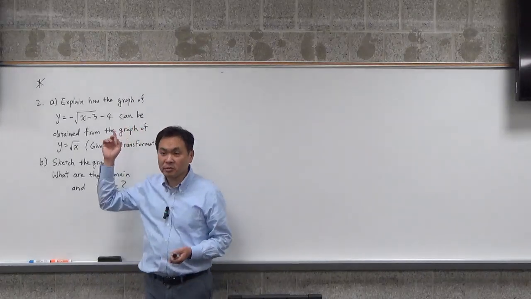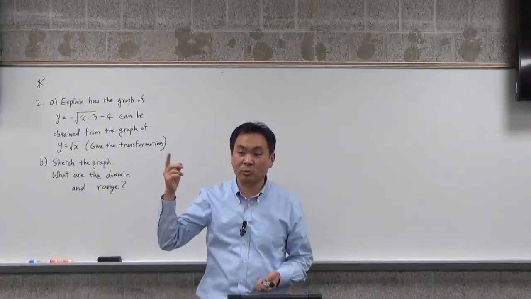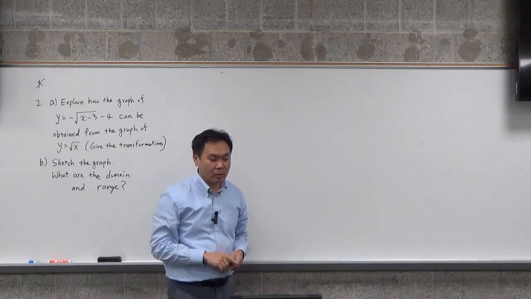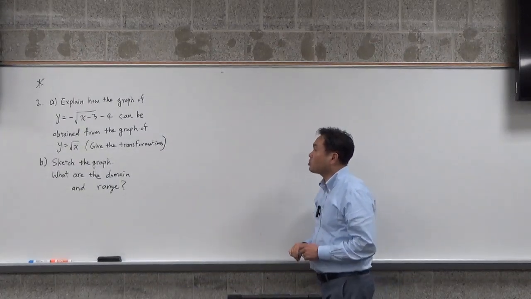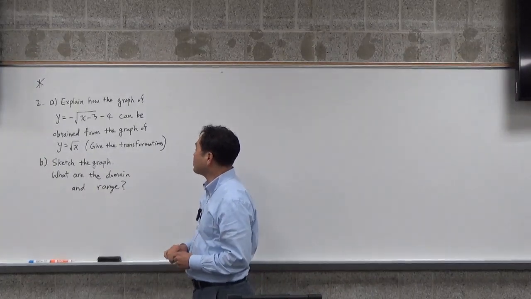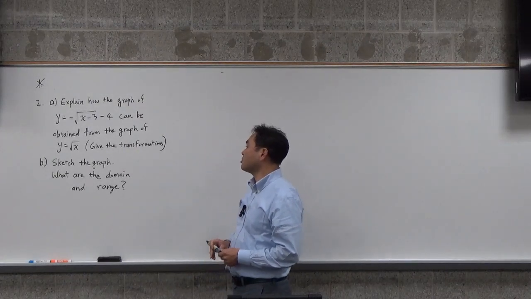Question 1 of the practice exam is actually already covered in exam 1, so you don't have to do number 1. We're going to start from number 2. Here the question says, explain how the graph of y equals negative square root of x minus 3 minus 4 can be obtained from the graph of y equals square root of x. It says, give the transformations.